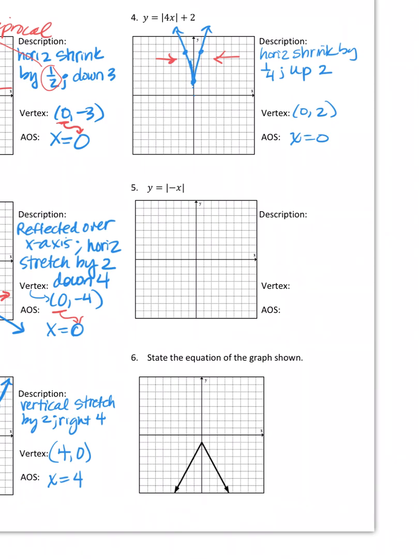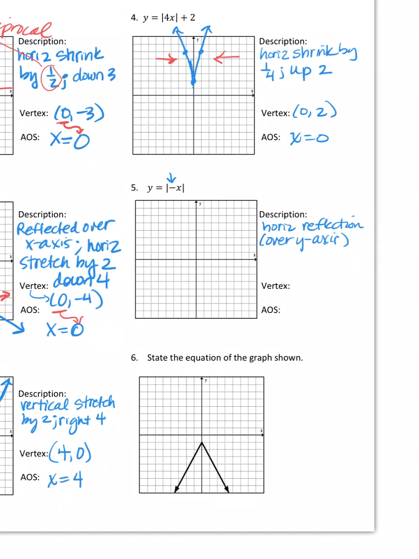This one's different. Look at this. y equals the absolute value of negative x. Now the negative is on the inside. So it's going to be a horizontal reflection, or you can say over the y-axis. It's horizontally reflecting over the y-axis.